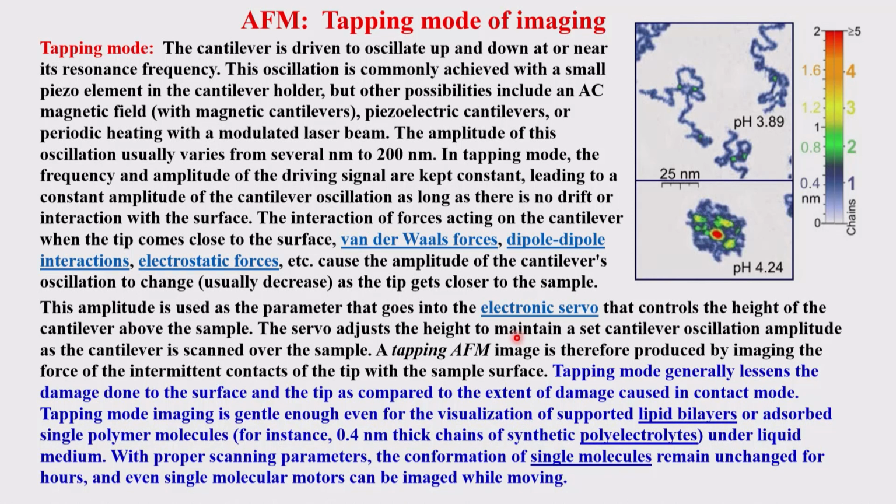So you can see the depth parameter from these ones too. The color levels show the depth as well. So you can get the overall mapping and imaging of this, with the depth levels shown by color contrast, and of course X, Y, Z. So this is basically the tapping mode. It produces an intermittent force.